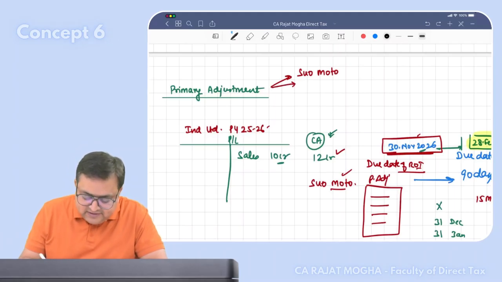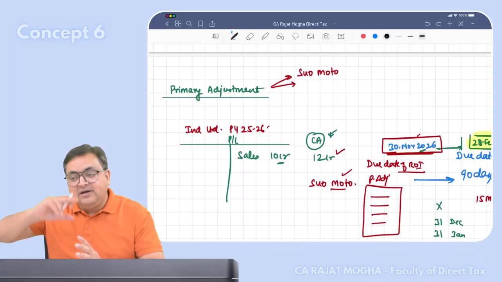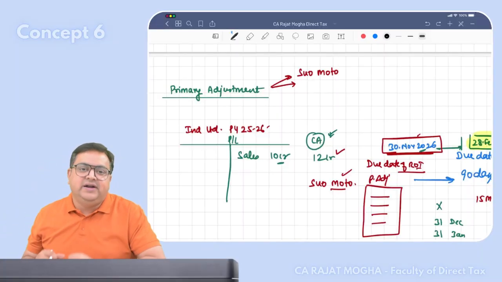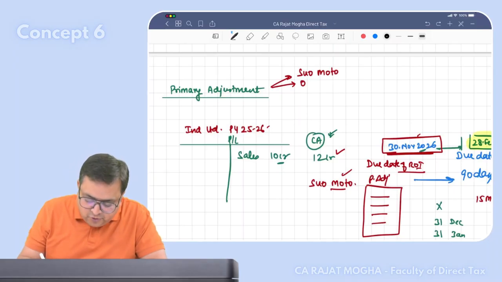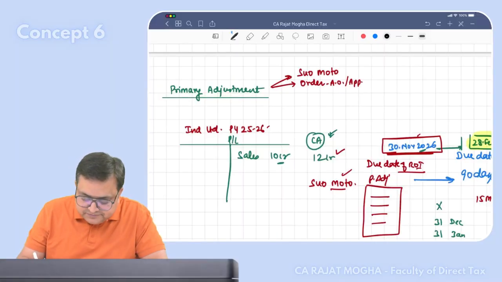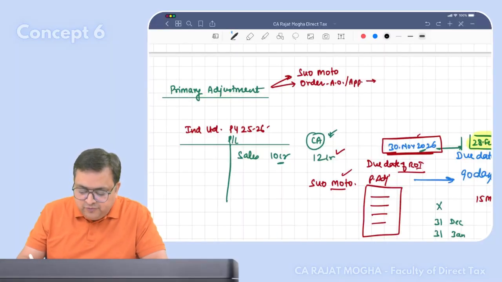Or if, let's say, you have not done it as the assessee, but the assessing officer has done it, or let's say the ITAT or any appellate authority has done it. So from the order of the assessing officer, the assessment order, or from the appellate authority's order, you have to bring the money within 90 days from that day.